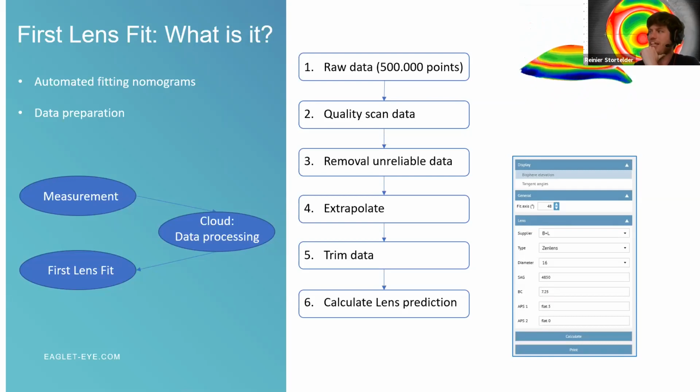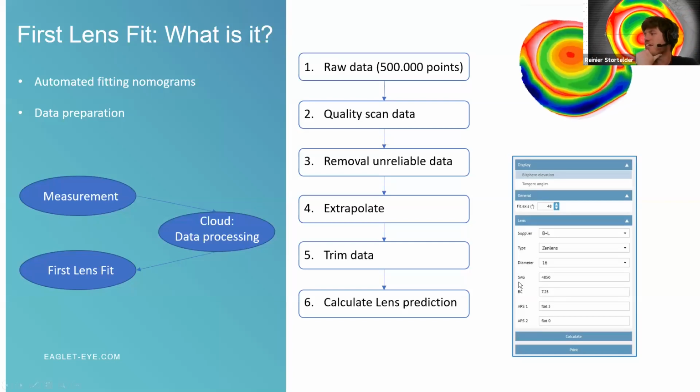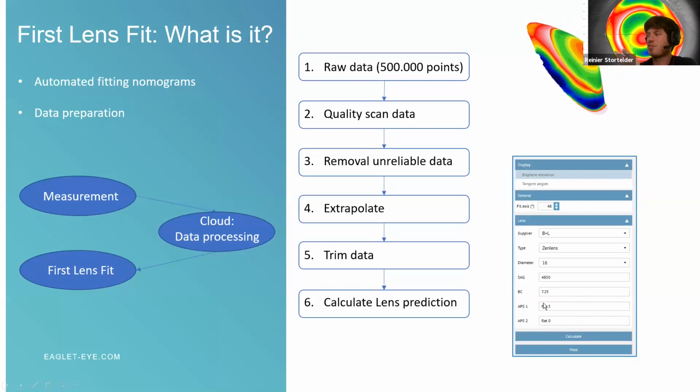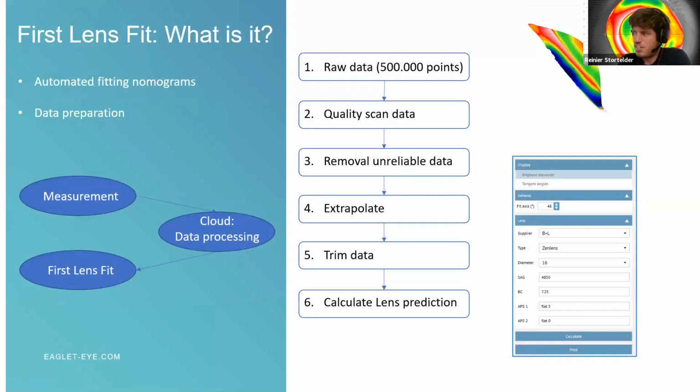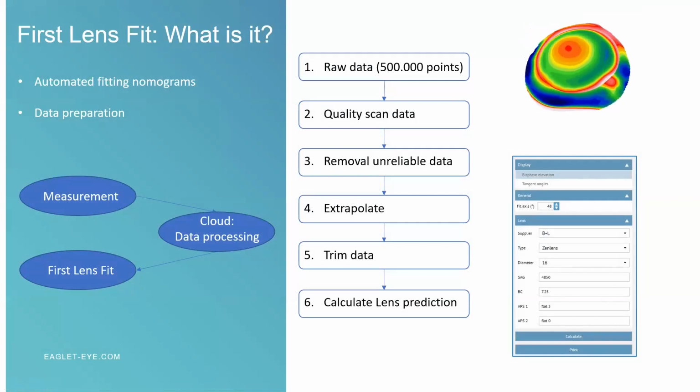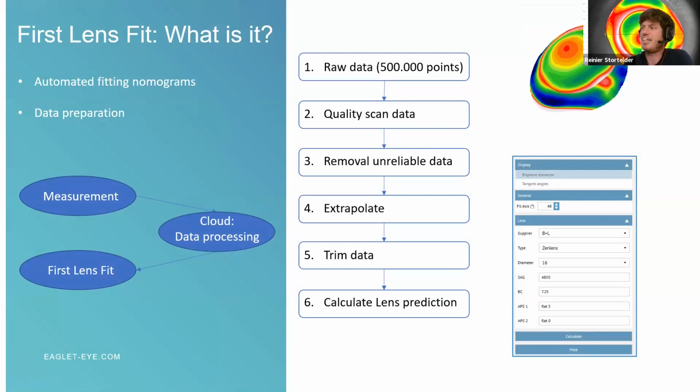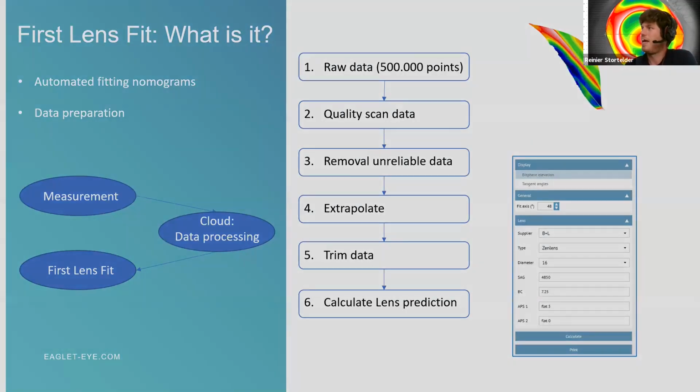After that, we trim the data because we have to go down from 500,000 data points to only the 4 or 5 numbers you need to order the lens. So for example, what you see on the right side here, you need to know the sagittal height, the base curve, and 2 APS values. So that's the process, what's happening in this 20 seconds that it's taking after you hit the calculate button, pushed to the cloud, and returning it to you.